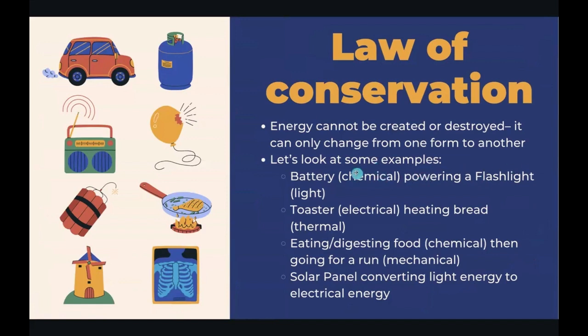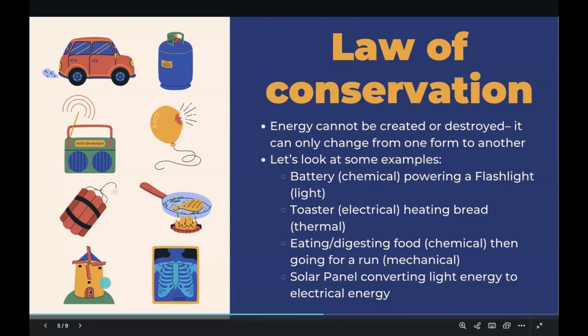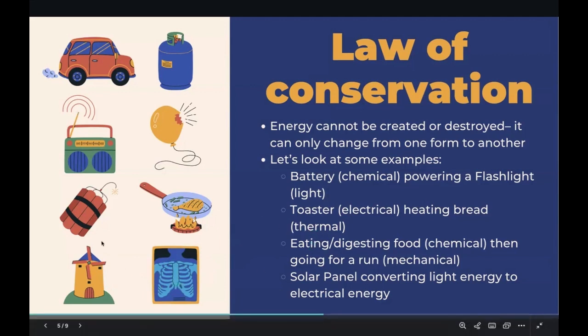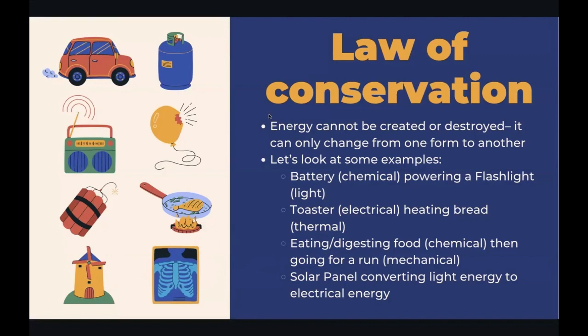Think of a battery, chemical energy, powering a flashlight. That converts its chemical energy into light energy. Or a toaster plugged in, heating bread, it's going to be converting that electrical energy into thermal energy to heat up your food. Even eating or digesting food, then going for a run. I think I already said that example. You're having chemical energy from the compounds in your food converted into mechanical energy in your muscles, you moving your muscles while you're running. Solar panels, that's a great example, converting light energy from the sun into electrical energy, powering stuff.